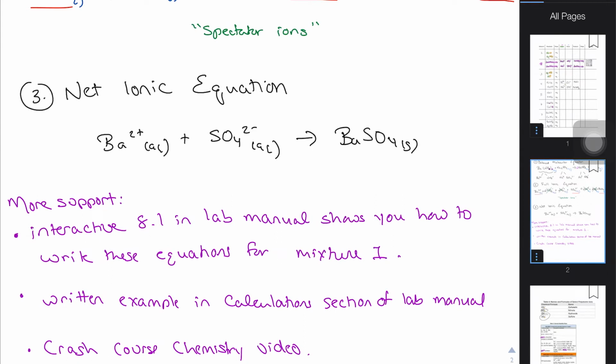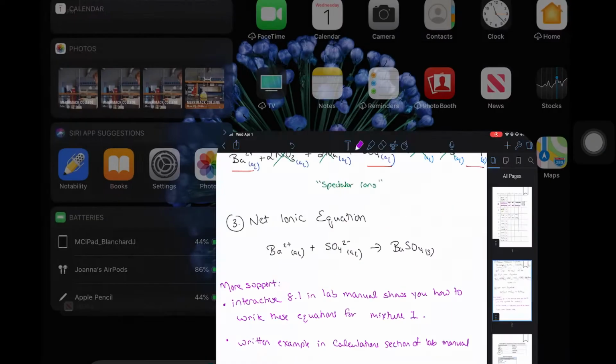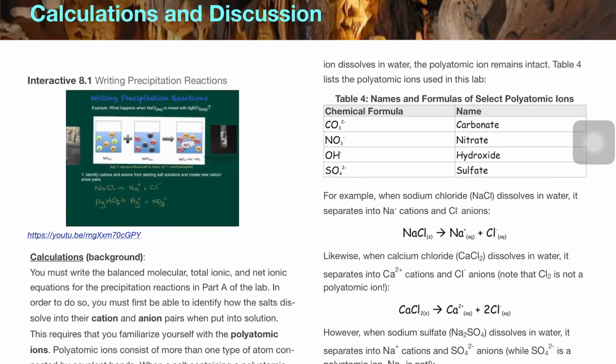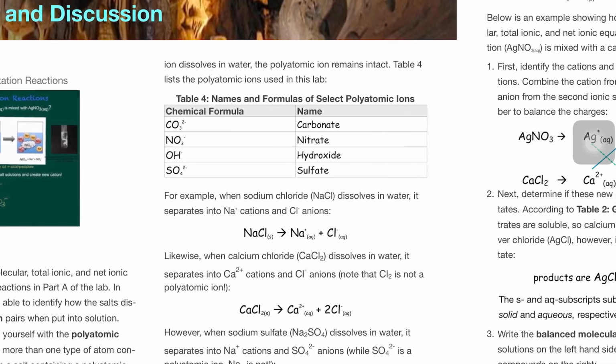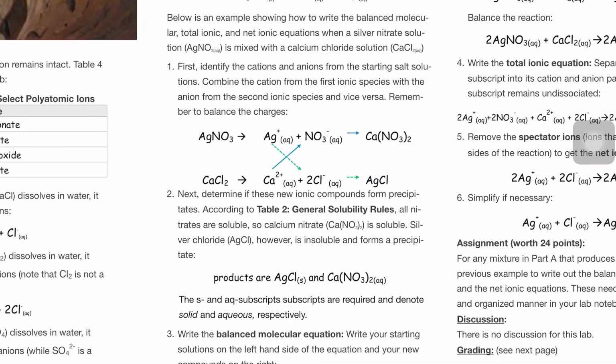There's a written example for something that isn't one of the mixtures in the calculation sections of your lab manual. I'm also going to post a link to a Crash Course Chemistry video on precipitation reactions that I particularly like. It's pretty entertaining. Again, here's interactive 8.1 in the upper left. It shows you how to do mixture 1. And here is just another reaction that you could practice with.